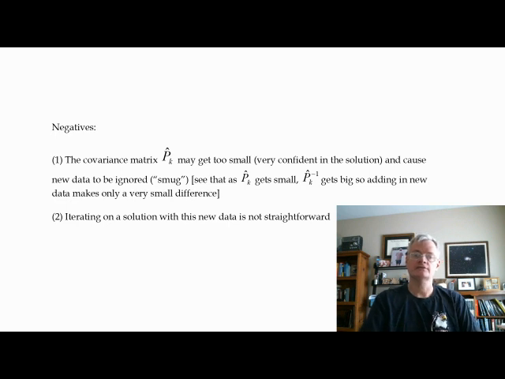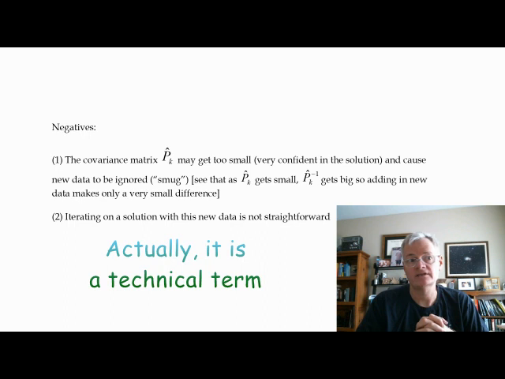All right, now the negatives, the covariance matrix might be getting really small. In other words, it's saying you've done a really good job of fitting this, and we've got nothing else to add. And so then when you give it some new information, it's not going to be included very well. Now we'll call this that you're being smug. I'm not sure if that's an actual industry term or just a Vergesism, but it actually kind of fits.